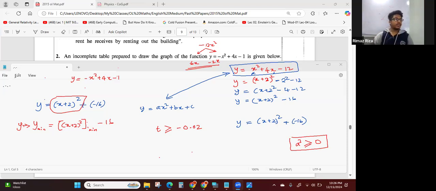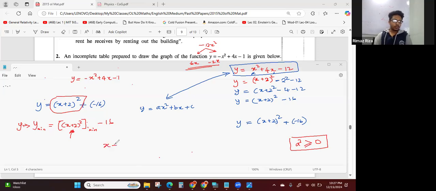Okay, all right. So now we'll come to our lesson. I hope you understood about that. Now here we have this function y equals (x plus 2) squared minus 16. We want to get the minimum. Here, y will be minimum when this term is minimum. But you can see this term is a square. It's a square of a number.